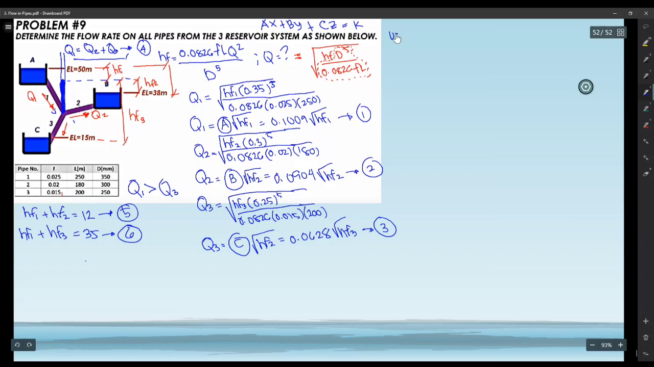Okay, so use equation 4, and then 1, 2, 3.